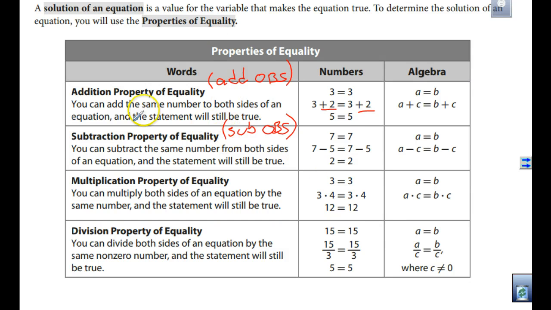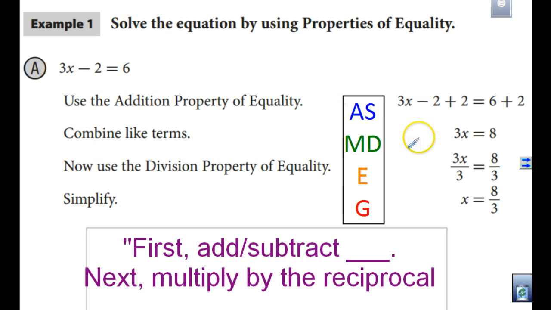They might ask you to use these. This is what we use to solve our equations. For example, see how it's in reverse: add, subtract, multiply, divide, and so on. First thing we did, we saw minus 2, so we added 2 on both sides. Then combine like terms. Negative 2 plus 2 is 0. 6 plus 2 is 8. Then use the division property. Divide both sides by 3. These cancel out. Equals 1. So our answer is 8/3.